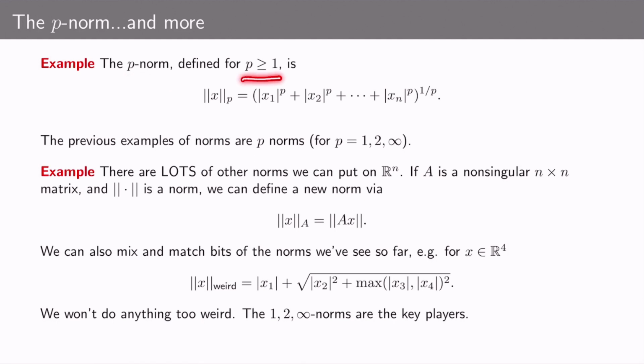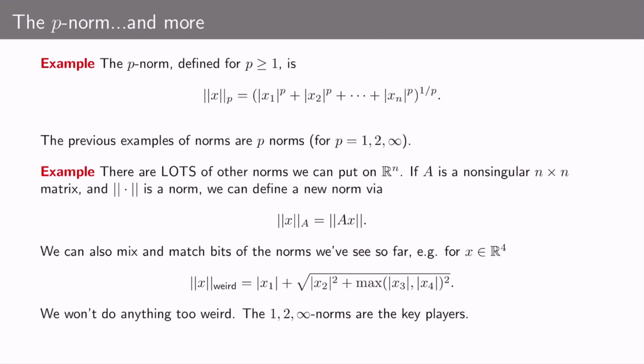for p greater than or equal to 1. The p-norm is defined as the pth root of the sum of the pth powers of the absolute values of the components of the vector. Our previous examples were all p-norms. The first example was for p equals 2. The second was for p equals 1, and the third was for p equals infinity, even though it may take a minute to see why p equals infinity would give the maximum of the components.